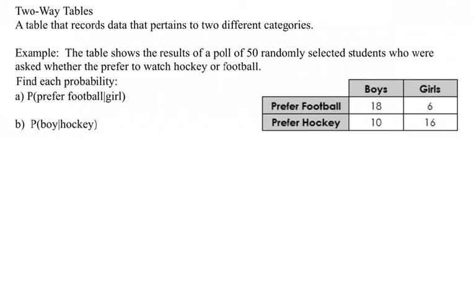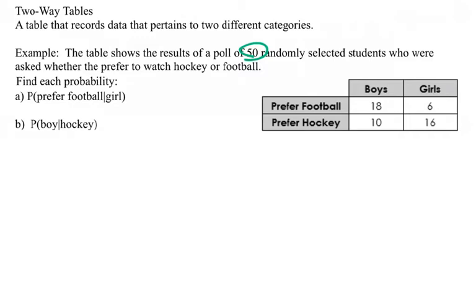Okay. So one thing that's very big on the ACT and on the NC final exam for Math 2 are these things called two-way tables. So a two-way table is a table that records data that pertains to 2 different categories. Number 1, the table shows the result of a poll of 50 randomly selected students, so I know there's 50 total, who were asked whether they prefer to watch hockey or football.